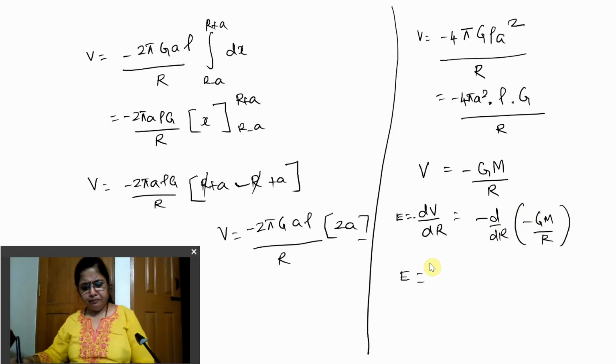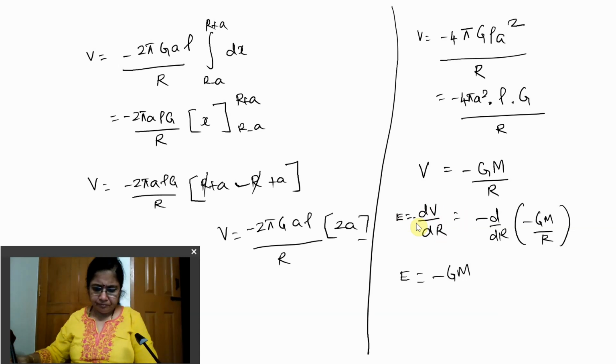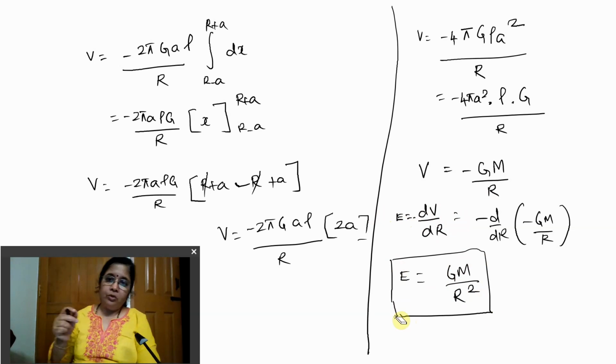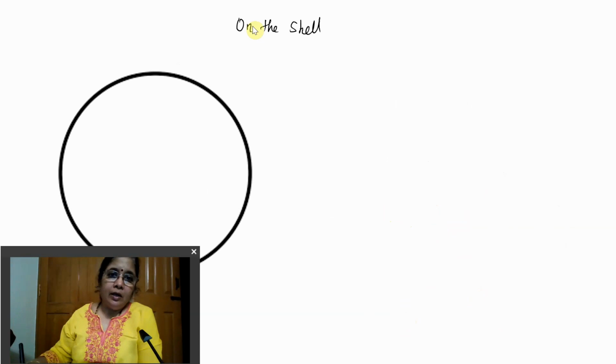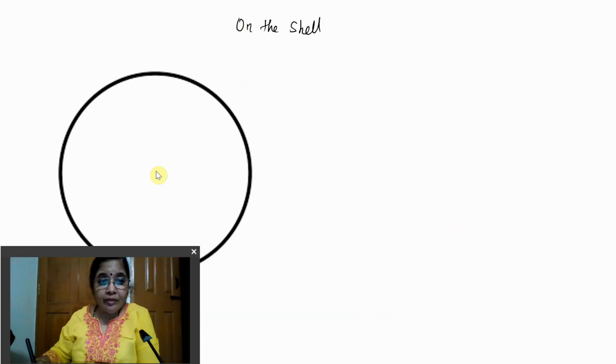You're going to have here minus GM by r square. This is going to be your gravitational field due to a point. Now let us see the gravitational potential at a point on the shell.